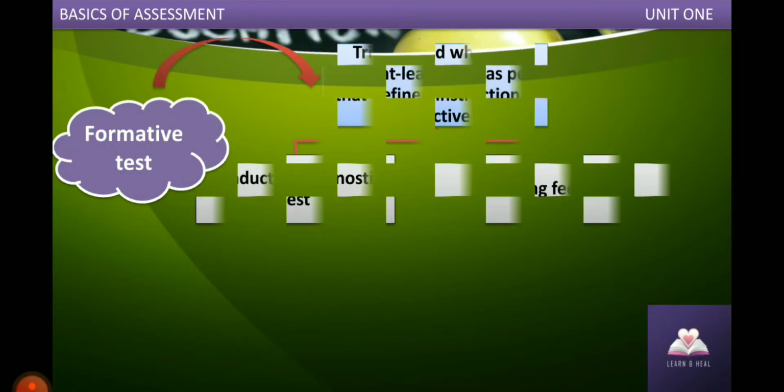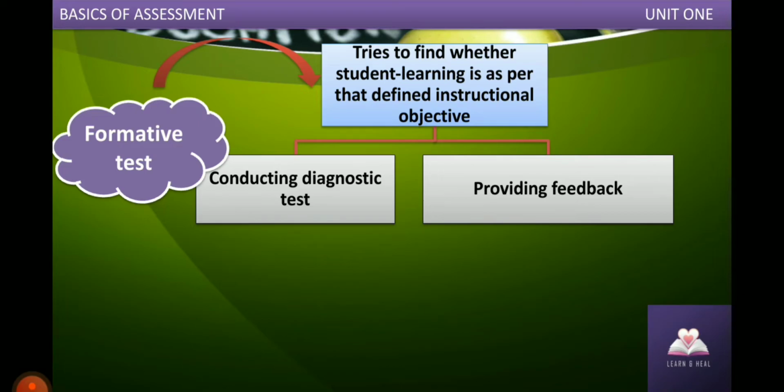Formative assessment tries to find whether the student's learning is as per the defined instructional objective or not. So this is the process of assessment in the formative test. If the answer is no, the student is not performing, then what do you have to do? You have to do a diagnostic test. What is that? You have to understand what the barrier in the student's learning is. Maybe the student will say, I can't understand the language you are speaking, I can't understand because you are teaching very fast, and the math numericals are very difficult for me to solve. The student may give this kind of answer.